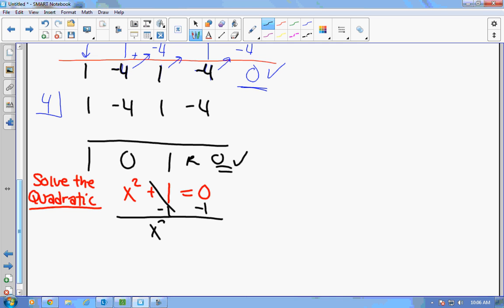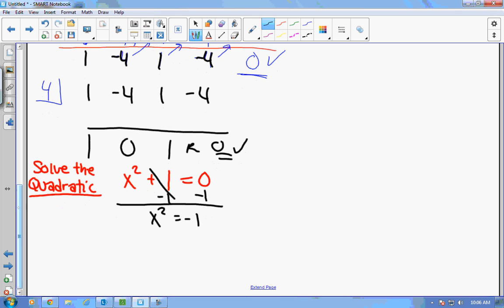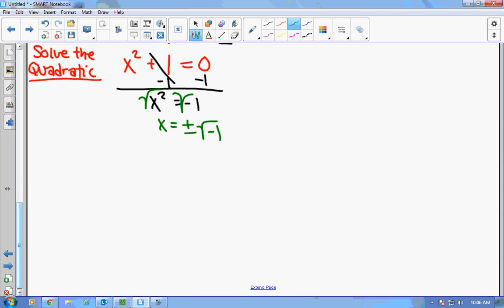And you have x squared equals -1. How do we get rid of the squared? Square root. Now we get x equals plus or minus, make sure you realize there are 2, square root of -1, which we should know is i. So we have plus or minus i. These are conjugates. They have to come in a pair. One is a positive i, one is a negative i.